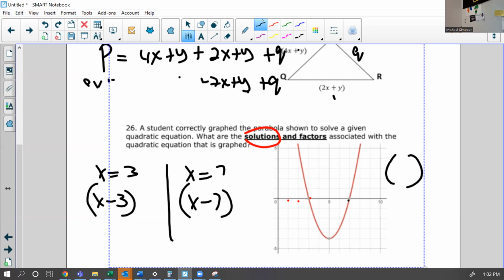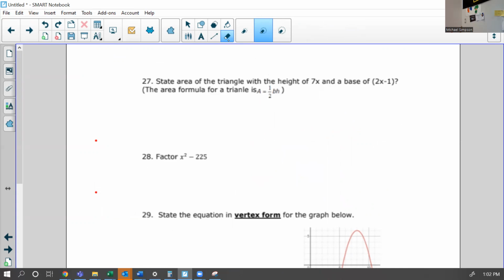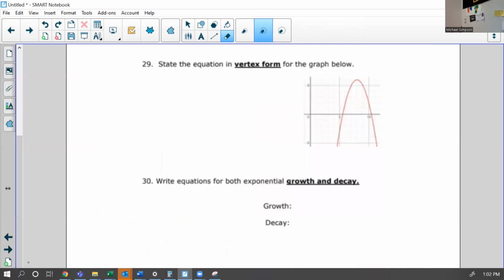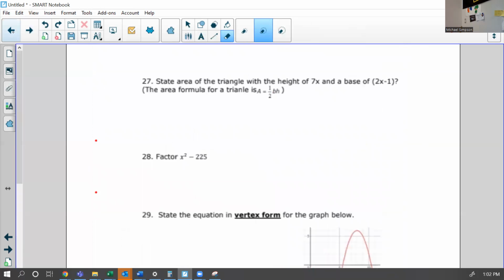Again, solutions, factors. All right, number 26, 27. What we have to, let me erase this. I saw this earlier in class. Are there more I need to erase? All right, no. All right, number 27.